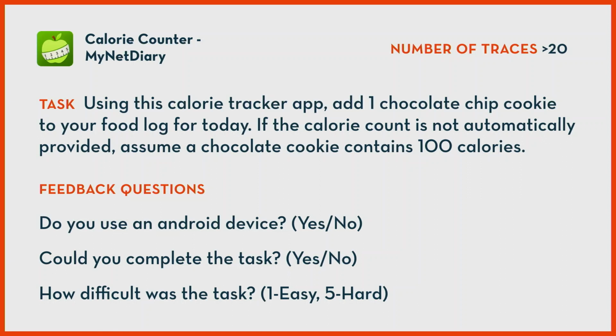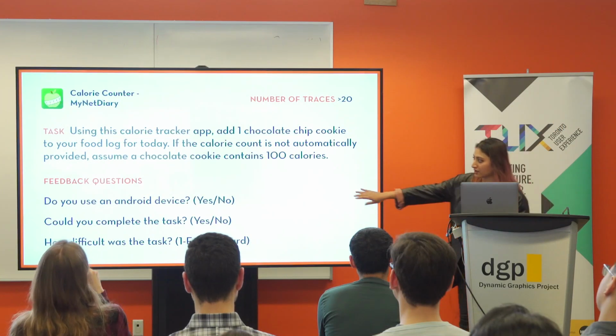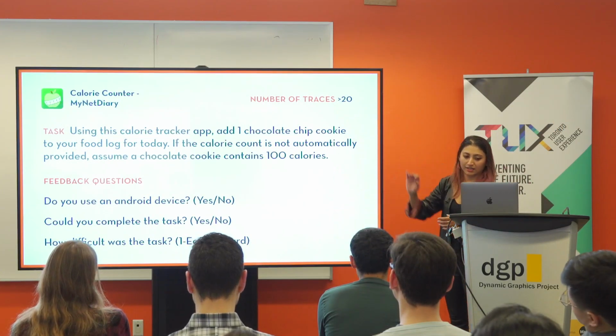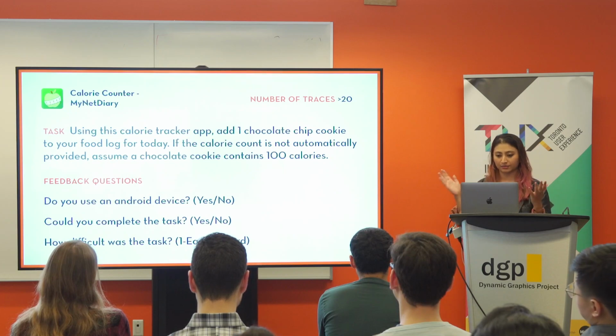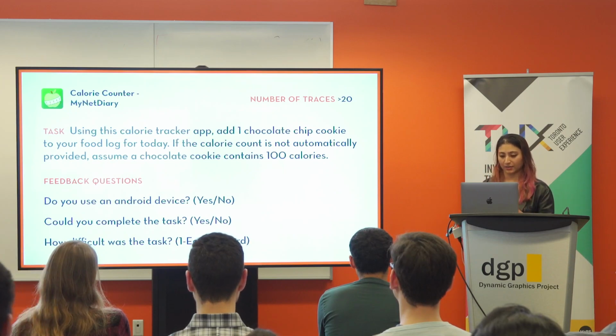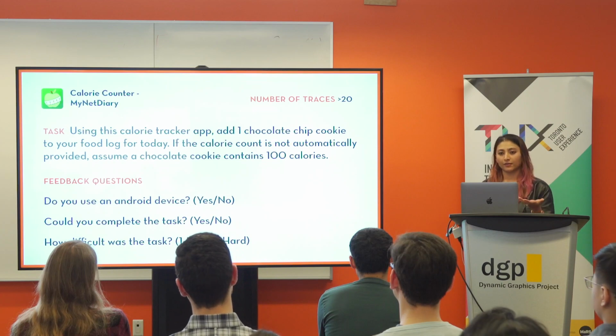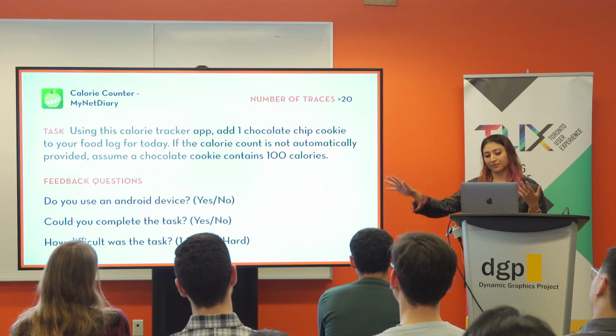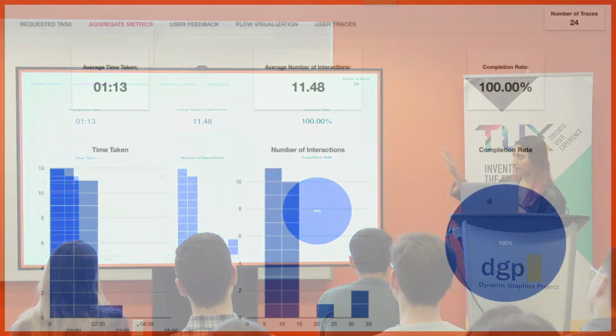So now let's actually talk about how an experiment would actually work on this platform. So again, as I said, a designer specifies a task over an app or multiple apps. So for example, let's consider this task, which is use this calorie tracker app and basically add 1 chocolate chip cookie to your food log for that day. And so here are some feedback questions, and let's just say that the user wanted more than 20 traces for this experiment.